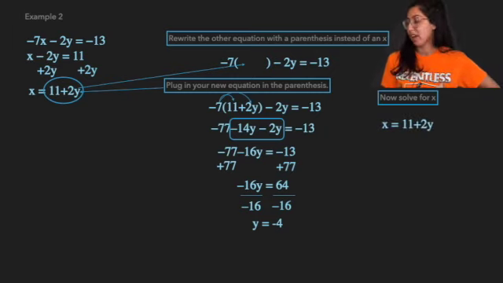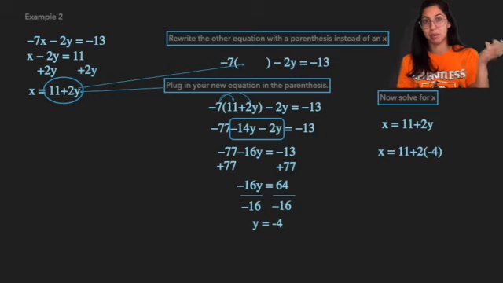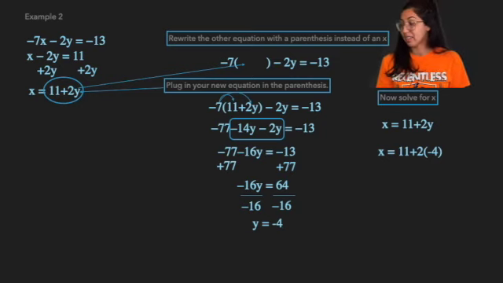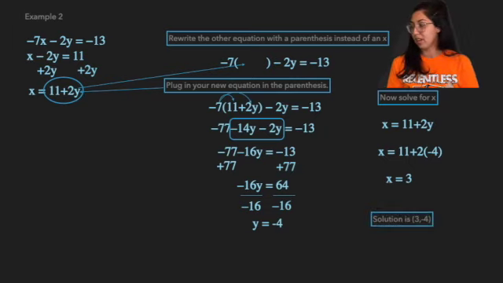So we're going to go ahead and plug it in. Since I have x equals 11 plus 2y, I'm going to plug into that equation because it tells me what x is. So I literally will just do PEMDAS and be done. So x equals 11 plus 2, parentheses, negative 4. Solve, and you end up with x equals 3. And our answer is 3 comma negative 4.